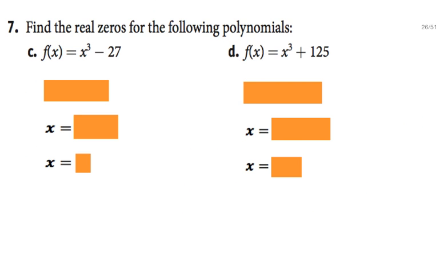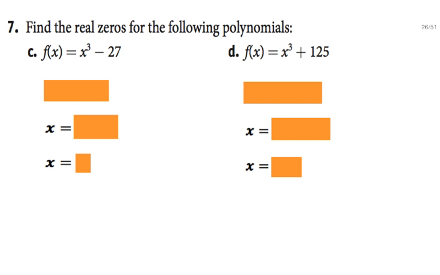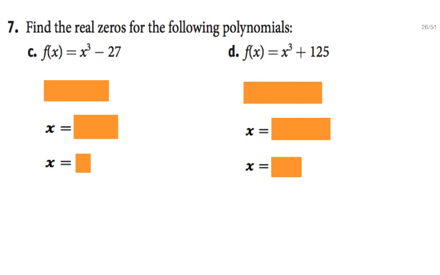Let's see. How many more factors do we have? Just a couple more. All right. Oh, no. That's not what I want. This is what I want. All right. Find the real zeros of the following polynomials. I feel like I've been doing this forever.